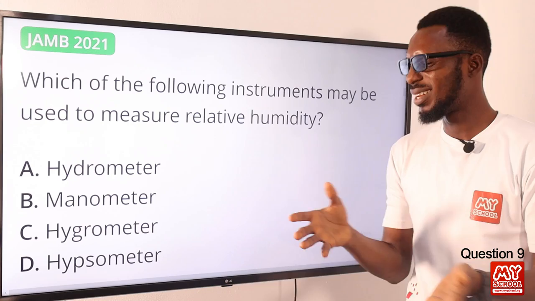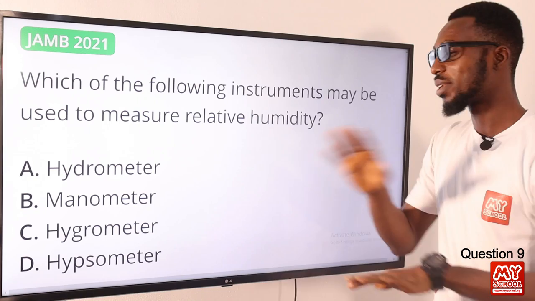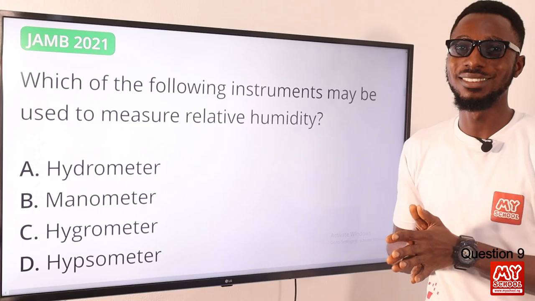Yeah, in the container to put. Then we have hypsometer, maybe height, elevation, and the light. So I'm just talking about the basics, right? So the right option here is option C for hygrometer.